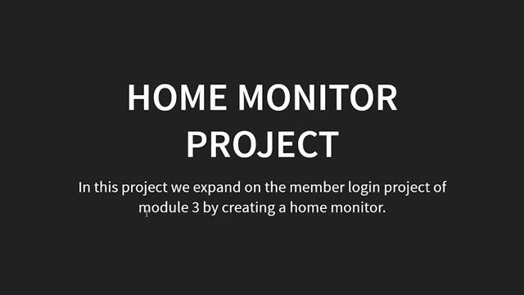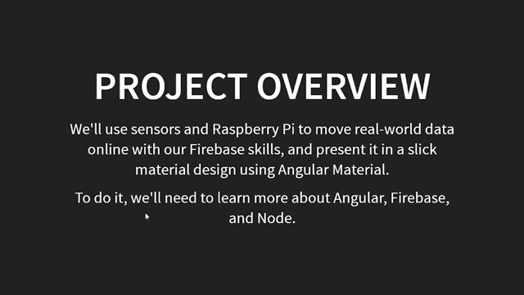So let's take a quick look at what the project is itself. It's a home monitor project, and it builds on the member login project that we did in Module 3. We're going to use sensors on the Raspberry Pi to move real-world data into Firebase and present it in a slick material design using Angular Material.